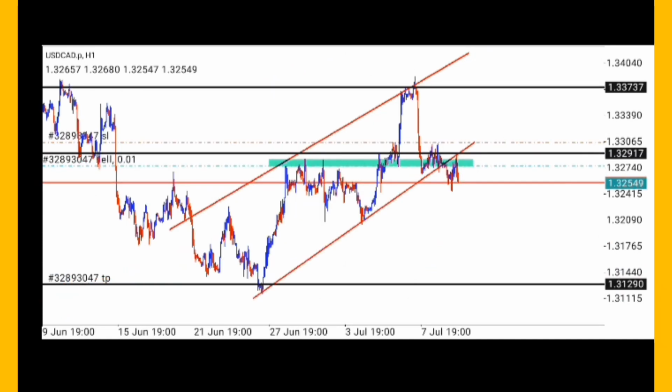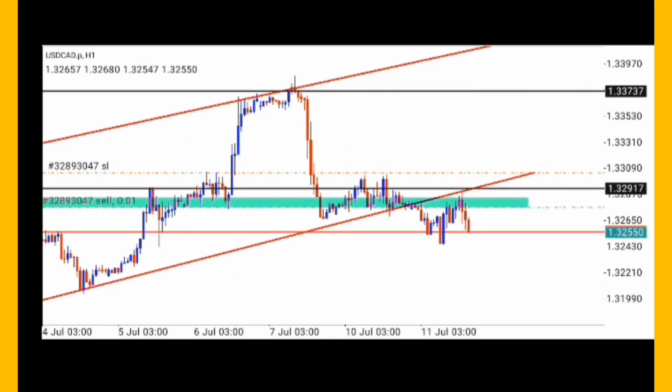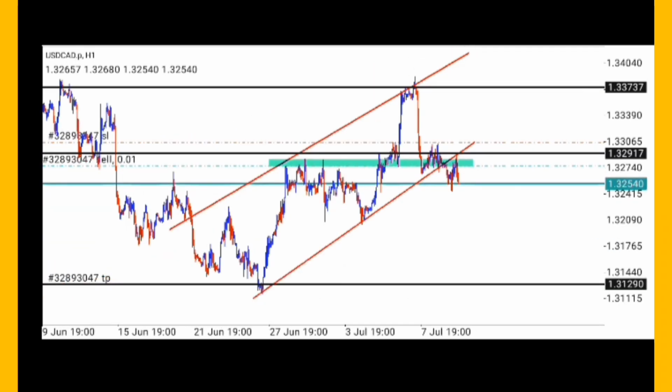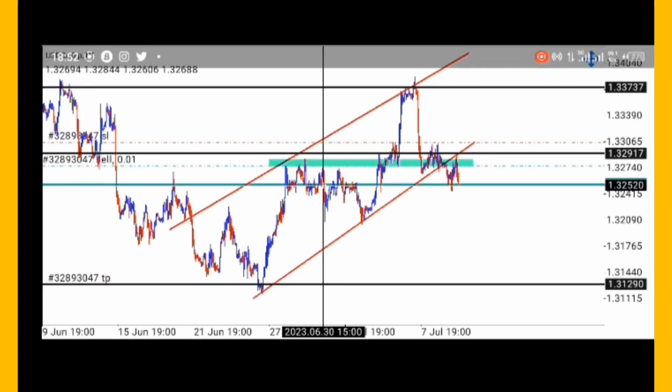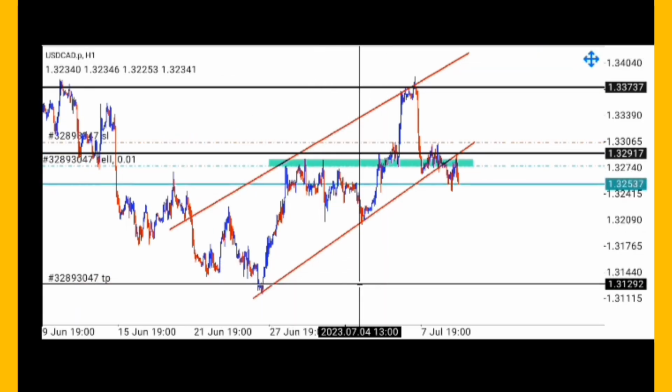Let me put it in the landscape mode. You see, we are expecting to go all the way to the downside, all the way to this level. So let's wait and see how it will play out.